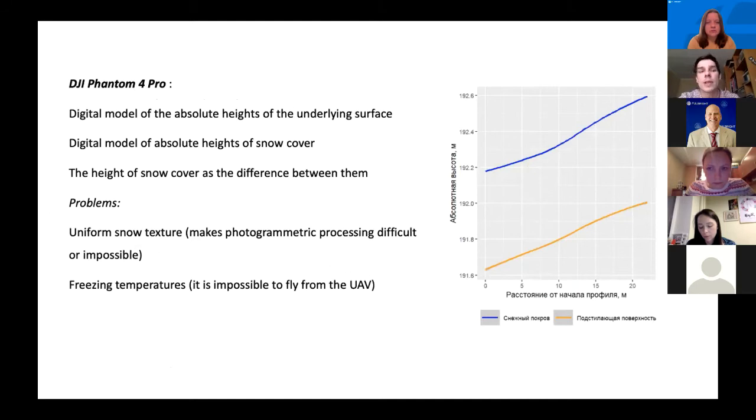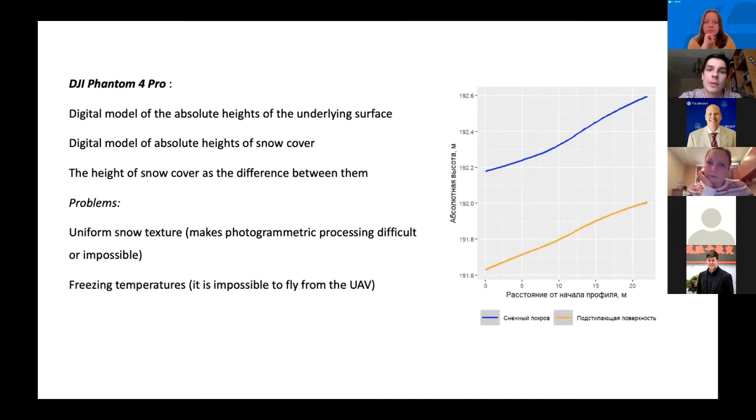We have used the drone to build the digital model of the absolute heights of the underlying surface. Then we have calculated, from photogrammetric methods, a digital model of absolute height of snow cover. And then we have calculated the differences between those surfaces to calculate the snow height over the area.